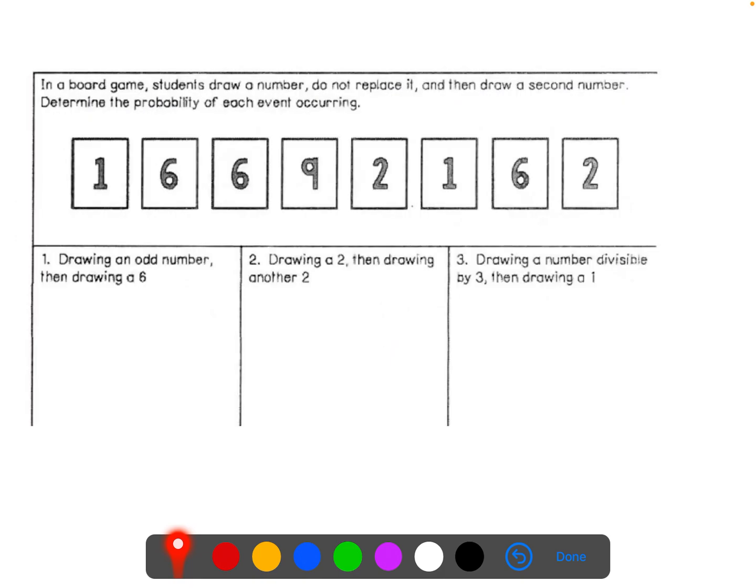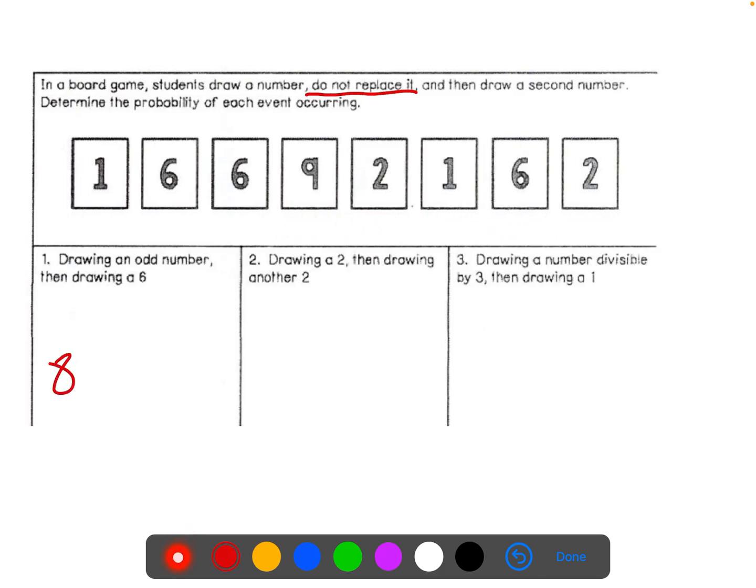And then if we look at the other side of the handout, we have a game board. Students draw a number, and here is the key. They do not replace it. So they take a number out, don't replace it, and then they draw a second number. And we're going to find the probability of those events. So in that case, that's when our probability changes. So in this one, it says drawing an odd number and then drawing a 6. Well, the first thing we have to do is determine how many tiles, how many number tiles there are. And we've got 8 in total.